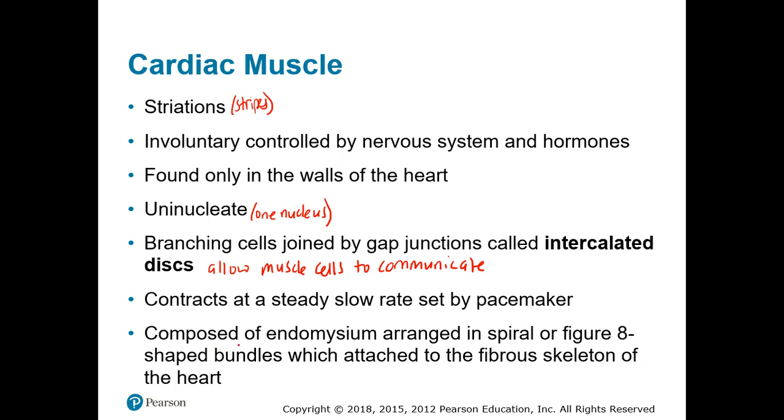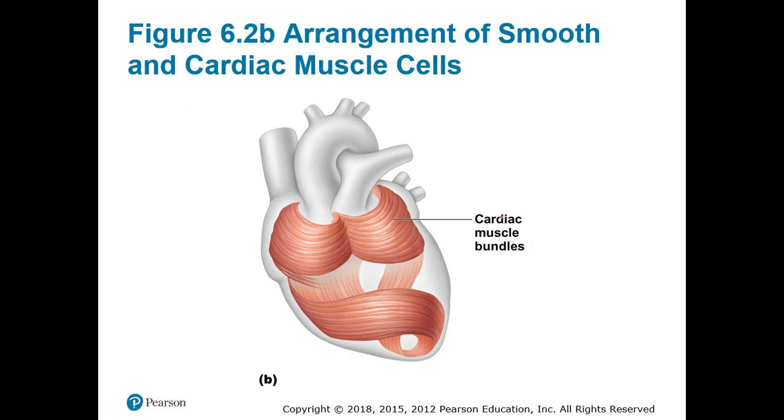This type of tissue is composed of endomysium arranged in spiral or figure 8 bundles, and this is attached to the fibrous skeleton of the heart. So here we have the cardiac muscle fibers located in more of a figure 8 spiral bundle.